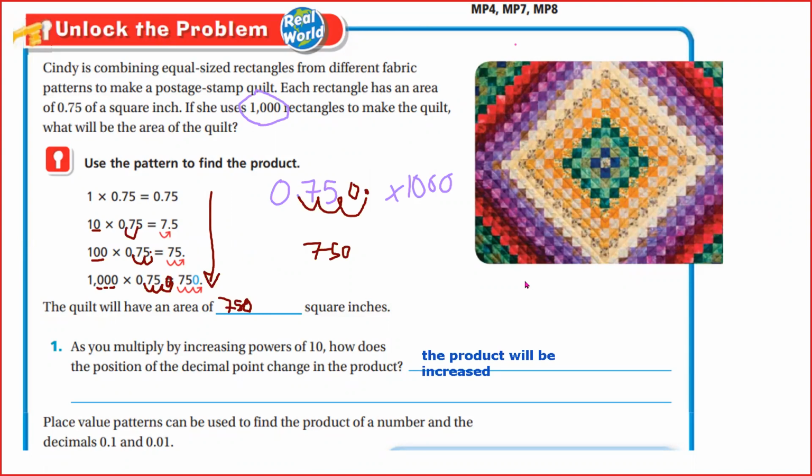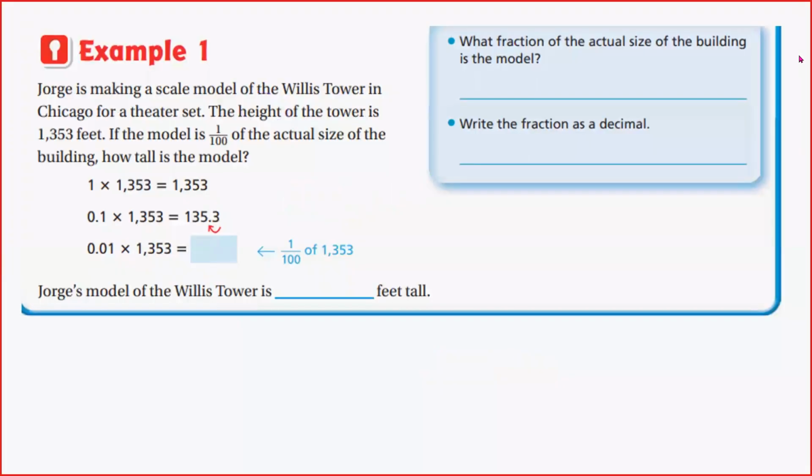Now, the next one, we will see what happens when we multiply a number by the decimals 0.1, 0.01, and 0.001. Now, look at this example here. George is making a scale model of the Willis Tower in Chicago for a theater set. The height of the tower is 1,353 feet. If the model is 1/100 of the actual size of the building, how tall is the model?